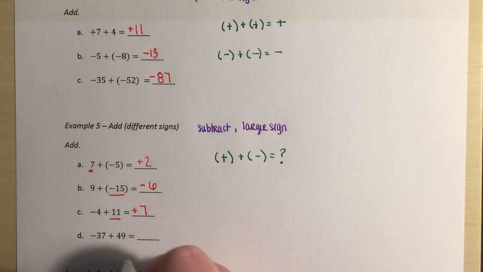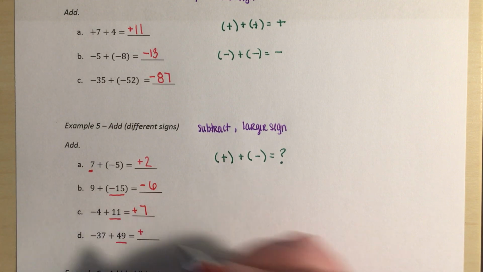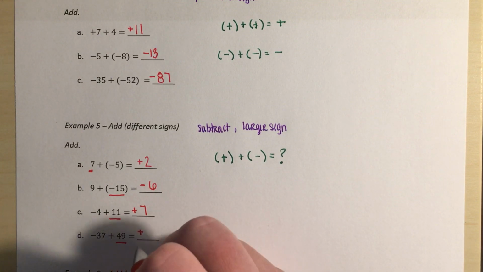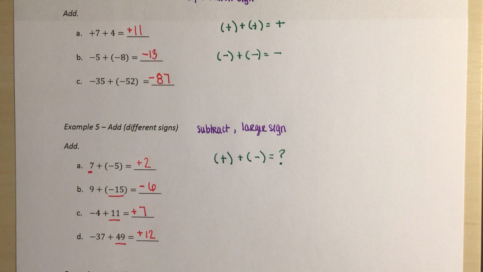Negative 37 plus 49. 49 is larger. Right? 49 is larger means our answer is going to be positive. And if we do 49 minus 37, we get 12. So depending on what our larger number is, that's going to tell us our sign of our answer. So whether we're adding numbers of same sign or whether we're adding numbers of different signs, that's going to tell us, do we want to add or do we want to subtract? Do we use the common sign or do we use the larger sign?